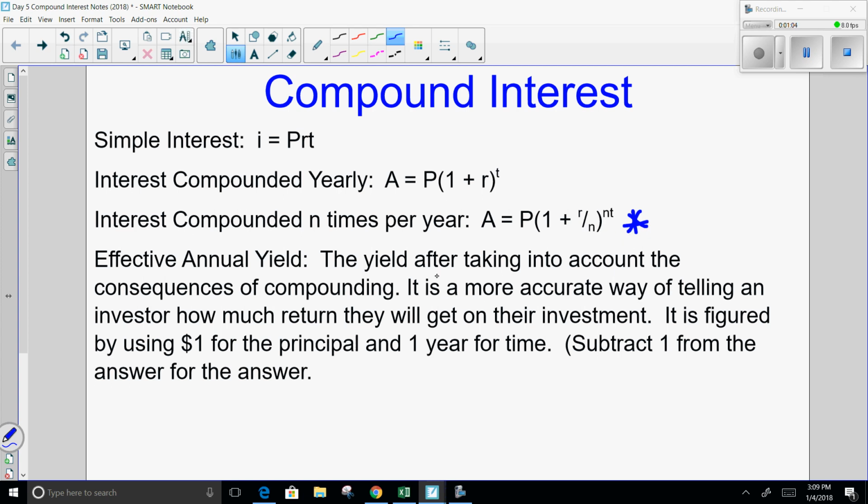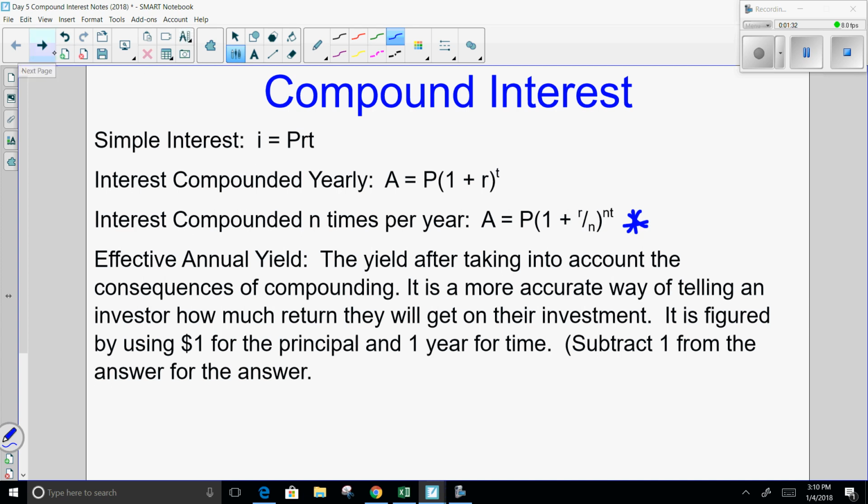Effective annual yield, basically, is figuring out how much money you would make for the year on top of what your original investment was. So if you invested $1, at the end of the year, how much money would you have? Would you have $1.10? Would you have $2? Would you have $3? So the effective annual yield will be the additional amount over what you put into the investment. And so that's what this definition is saying.